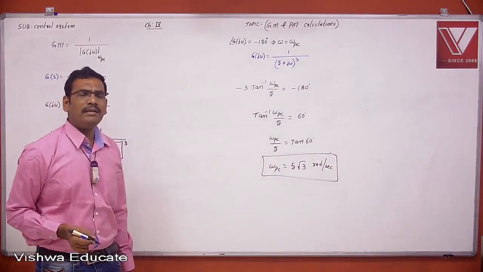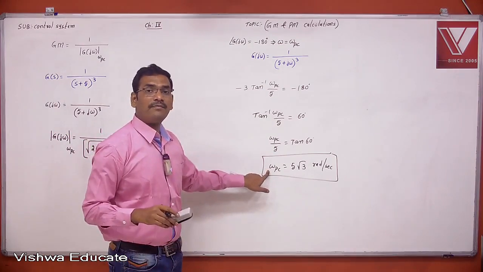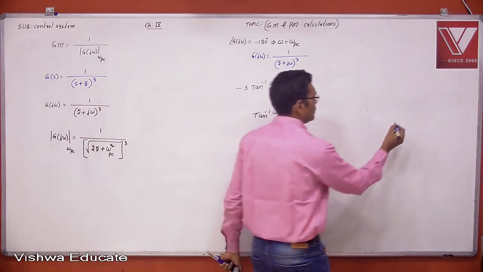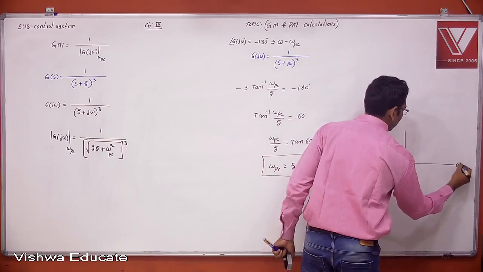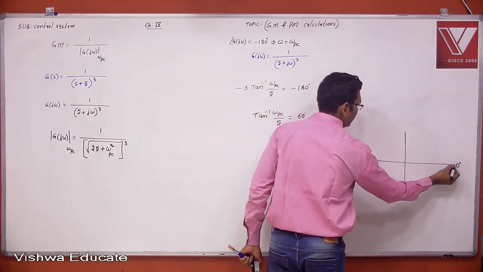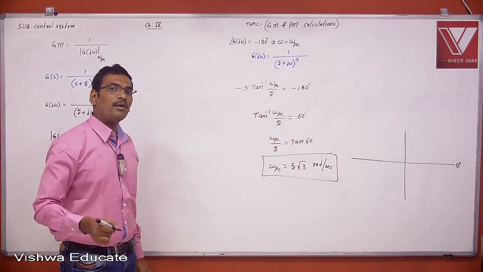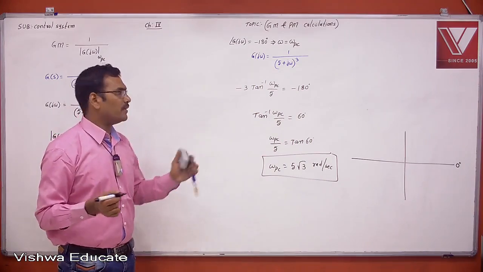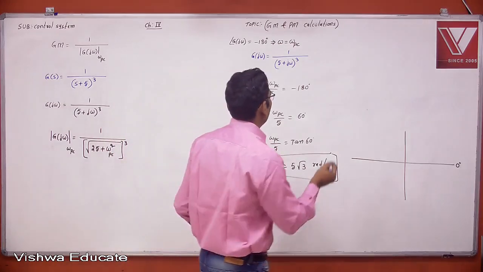So, what is the meaning of phase crossover frequency? At this particular frequency, the phase crosses minus 180 degrees. If you observe, this is the 0 degrees line. Now, if you start your journey at the 0 degrees line, the phase will be crossing minus 180 degrees at a certain frequency. That particular frequency is called the phase crossover frequency. For this particular problem, I will do that one also.